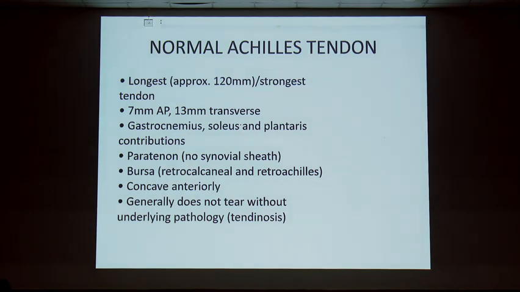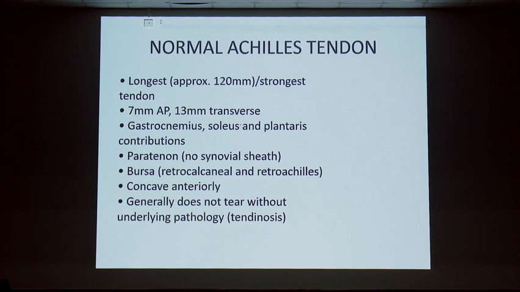We will start with the Achilles. Achilles is the longest and strongest tendon in the body. The anteroposterior diameter is 7 millimeter, and the transverse diameter is 13 millimeter. There are 3 important structures forming the Achilles: gastrocnemius, soleus, and plantaris. There is no synovial sheath. That is very essential. We should not report Achilles tenosynovitis. It is only the paratenon, so it is paratenonitis. That is something we should always keep in mind. There is no synovial sheath for the Achilles tendon. Please don't mention tenosynovitis of the Achilles tendon.